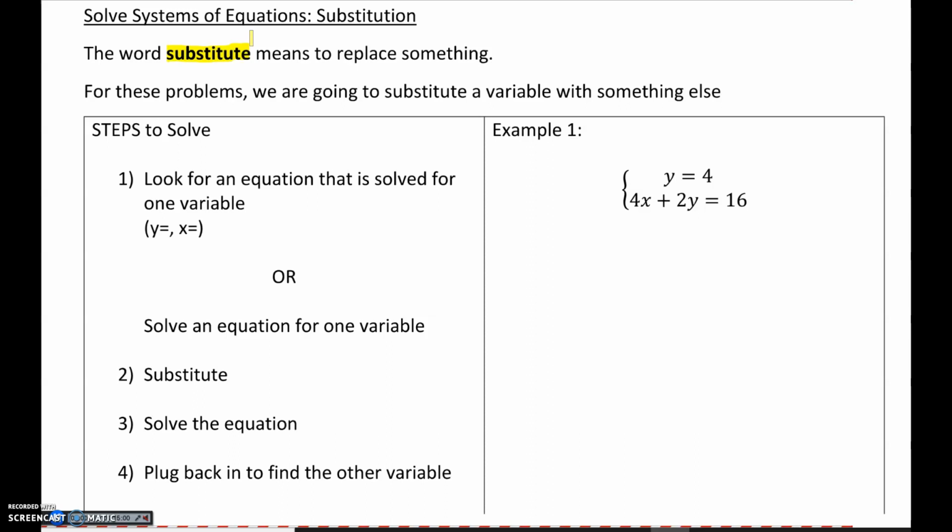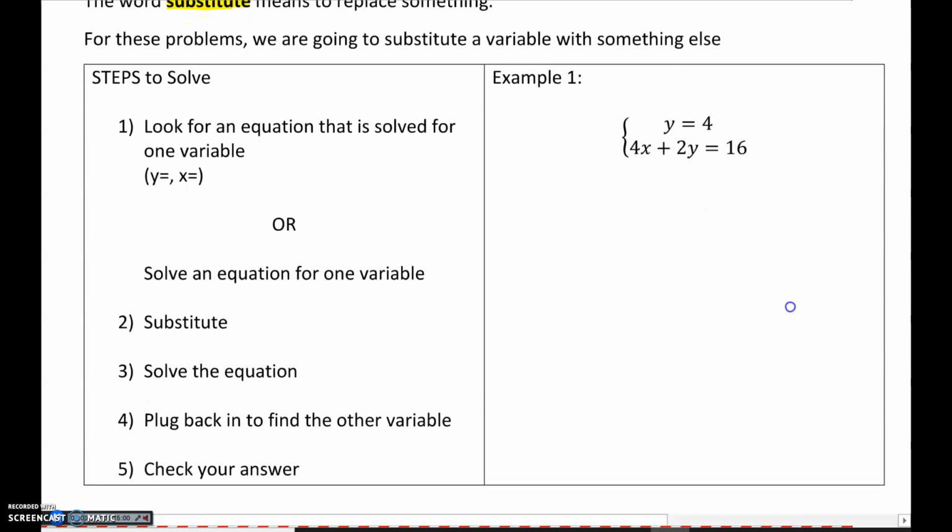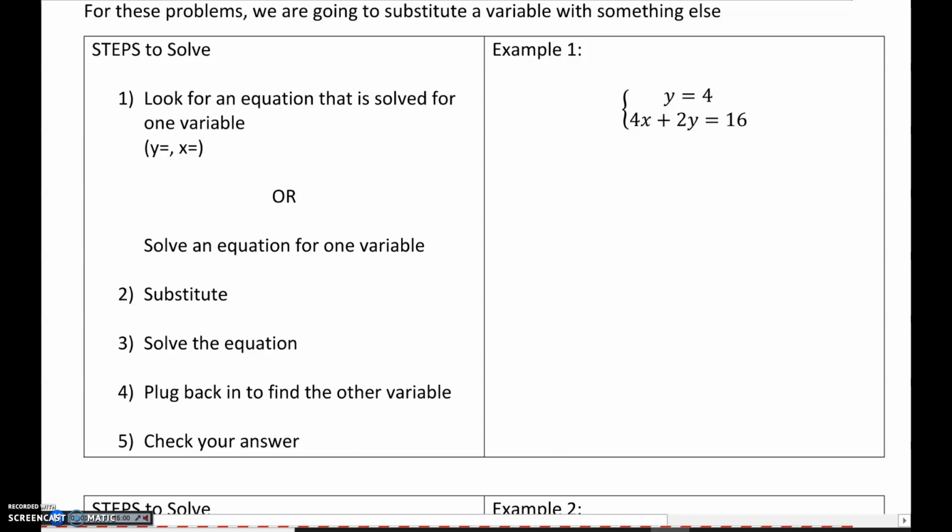So we're going to look at the steps on the side, and then we'll practice solving on the right-hand side for our notes. So here are the steps to solve. When you're given a system, so look at your example, we have y equals 4 and 4x plus 2y equals 16. The goal is that you want to find the values that make both equations true. So we want to look at finding an x value and a y value.